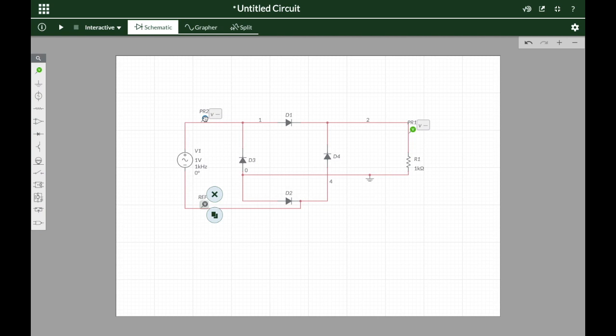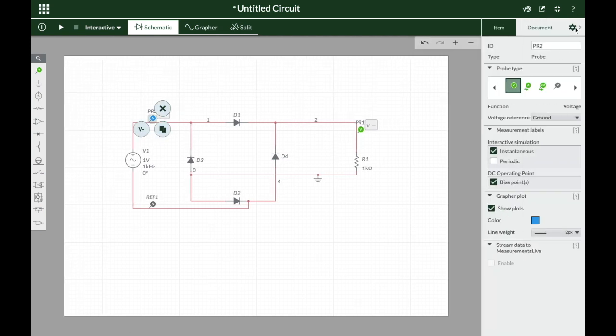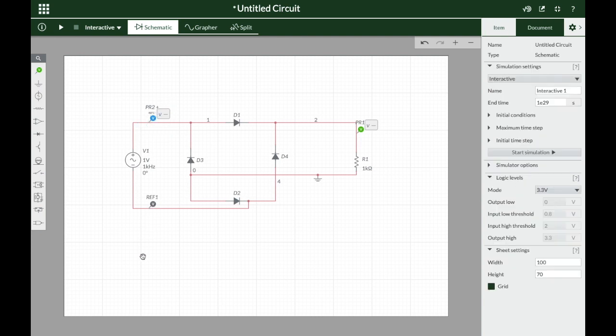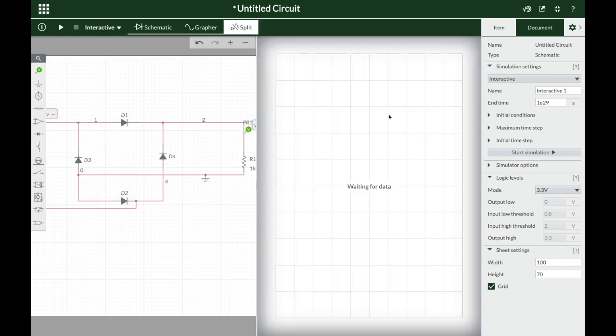Now we'll have to go back to this meter, click on it and select its reference by coming here. We can see that by default the reference is shown as ground, which will change to REF1, that is this reference terminal. Before running the simulation, we can keep this board on a split mode so that we can see the waveforms which are appearing on the right hand side with respect to circuit which is there on the left hand side.